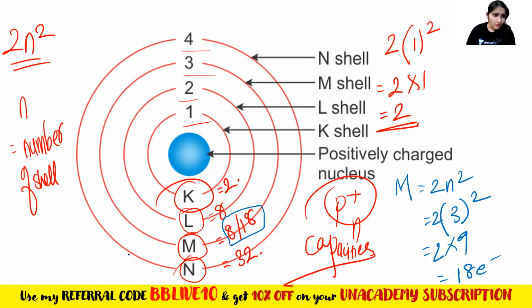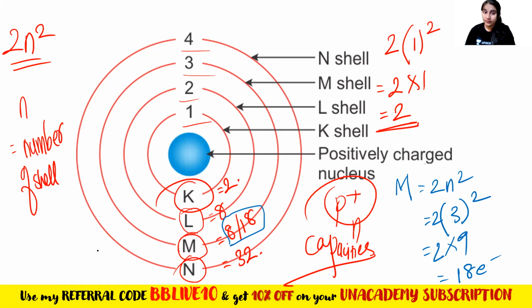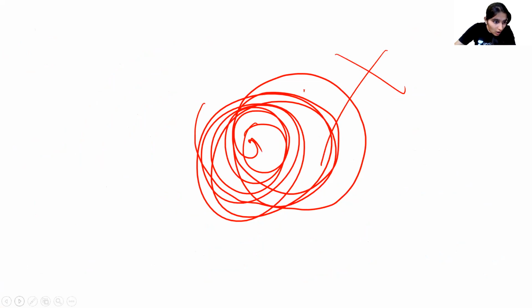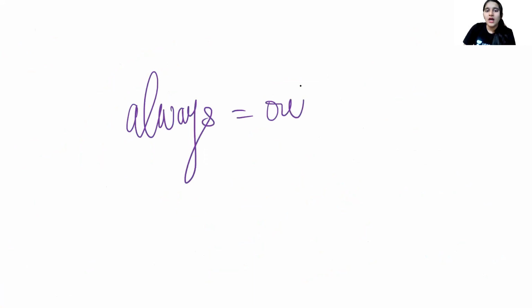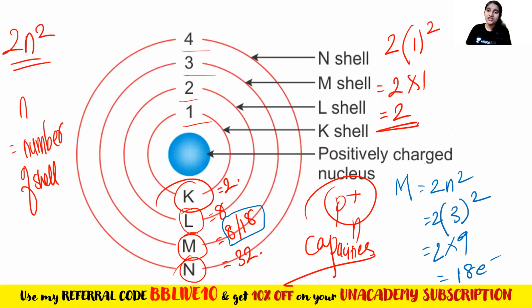Now, let me just change the color. Now how many electrons do we see? 2, 8, 18, and 32. But always remember, in the outermost shell, always in the outermost shell, I'm very, very, very much emphasizing this, we are only going to have 8 electrons, not more than that. So any shell which you find, whether it be 3 or 4, M or N, they are always going to have 8 electrons in the outermost orbit.